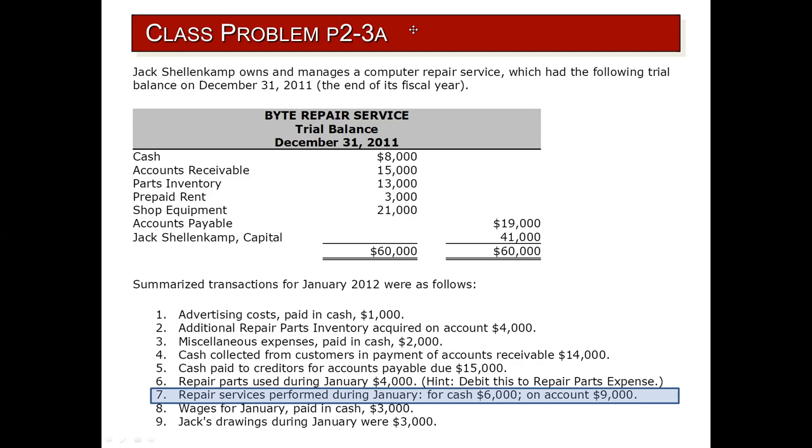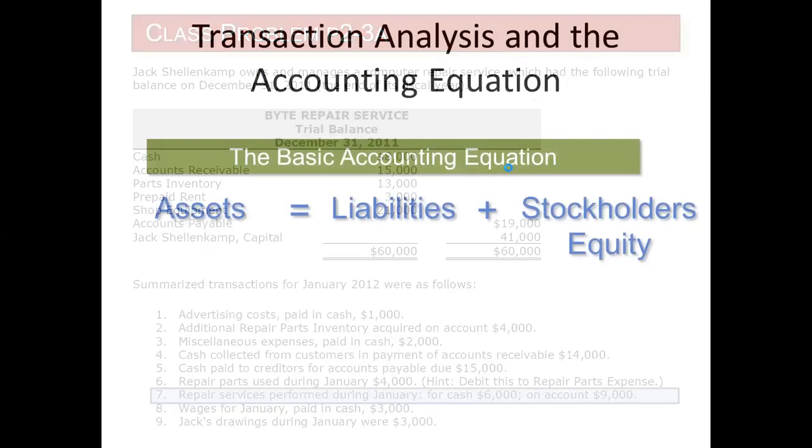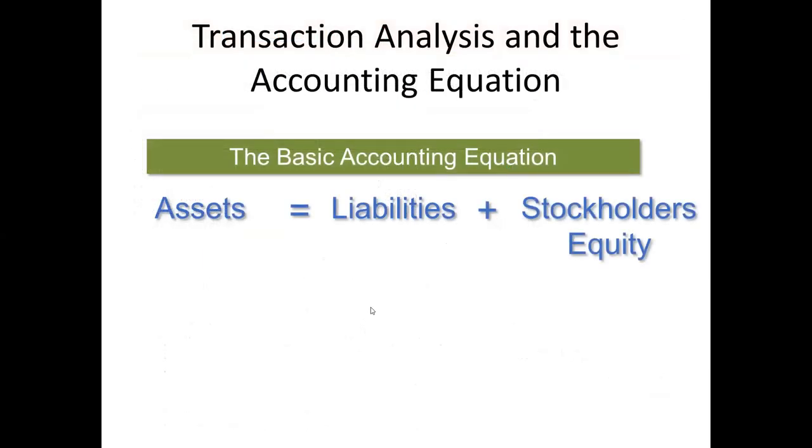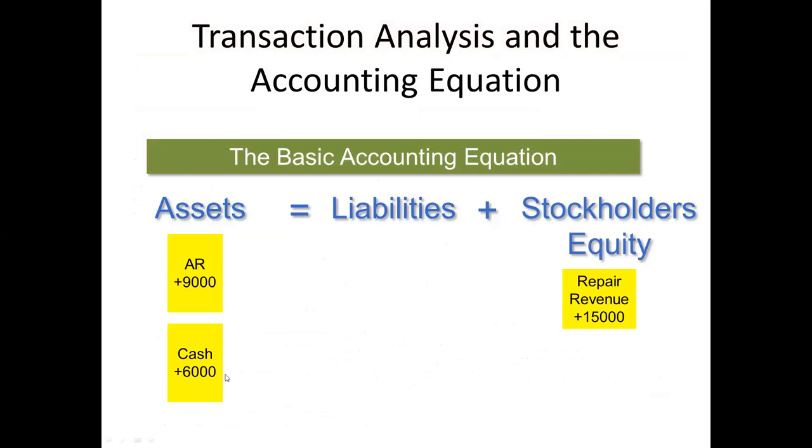And they said the balance hasn't been paid to them yet, so it's on account, meaning it's an accounts receivable. So that means that they earned $15,000 in revenues, but they only got paid part of it in cash, and the rest of it's going to be paid later. So the cash account, in this case, goes up 6,000, the receivable goes up 9,000, and the stockholders' equity repair revenue goes up 15,000.